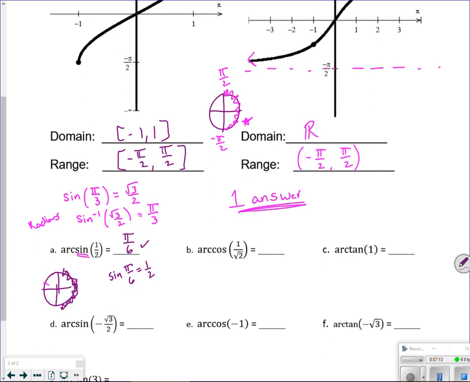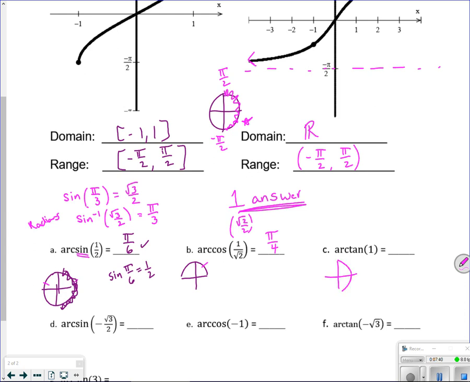So let's do B, arc cosine. The second I see an arc cosine, I end up drawing just what I shaded, so I only look there. Now this 1 over square root of 2, what does that really mean? That means square root of 2 over 2. So who has a cosine of square root 2 over 2? What special angle? And of course you'd say pi over 4, right in the middle.